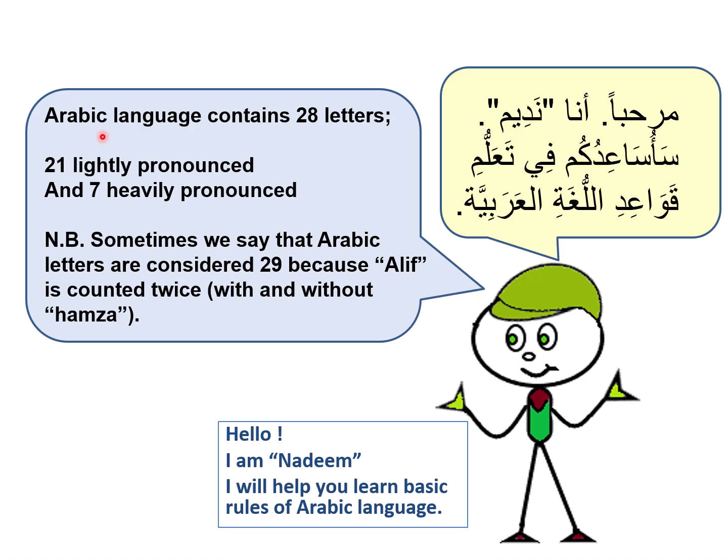He is informing us that the number of Arabic letters is 28 letters. 21 of them are lightly pronounced, and the other 7 are more difficult to pronounce. They are called heavily pronounced. Please note that sometimes we say that the Arabic letters are 29, not just 28, because Alif is counted twice, once with Hamza and once without Hamza. Hamza is the cap on the top of the Alif. Each time it is pronounced differently. When we pronounce it with Hamza, it is different from when we pronounce it without Hamza.